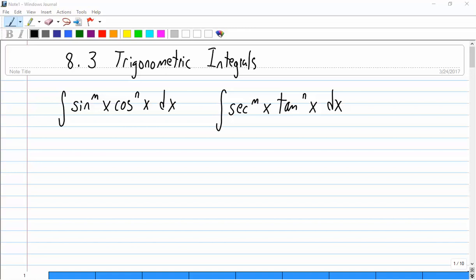Now, we're also going to have to use a few trig identities. So one trig identity that we will have to use is sine squared x plus cosine squared x equals 1. We all know that one, right? Yeah.